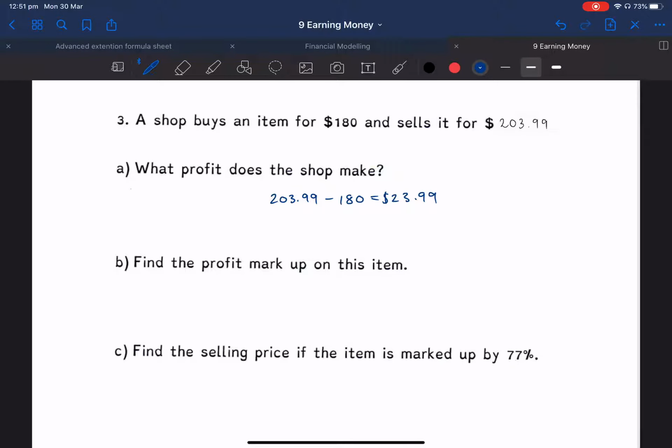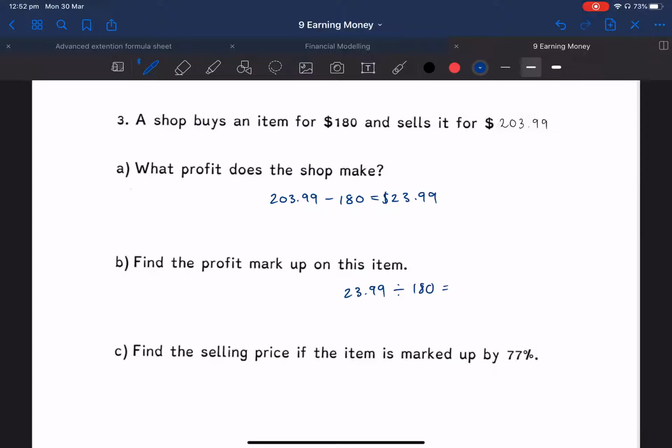Okay, so for part B, it's asking for the profit markup on this item. Now, technically, the profit markup is just that $23.99. And so if you were just to write that, that would be totally fine. What I meant by this question, which I probably should have written, is this as a percentage. Okay, so whenever we're doing our percentages, we're always going to do our profit, okay, out of or divided by the original cost. So in this case, our extra bit, our profit, is 23.99, and our original cost is 180 bucks.